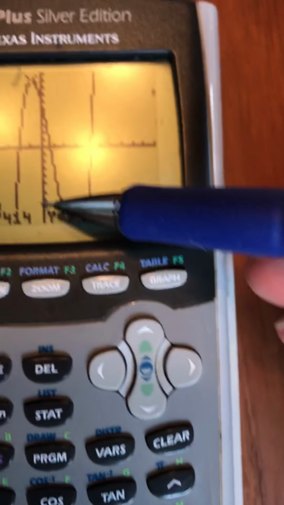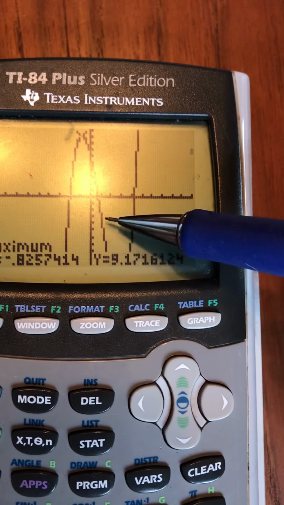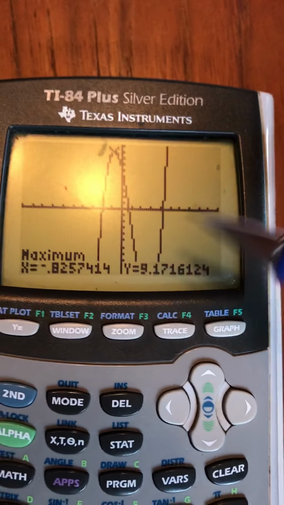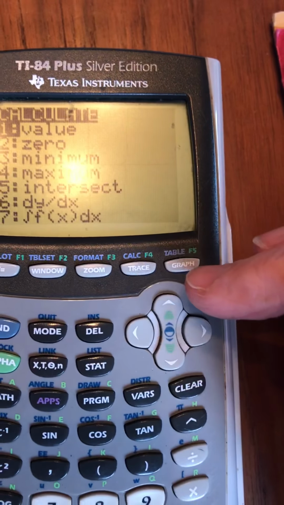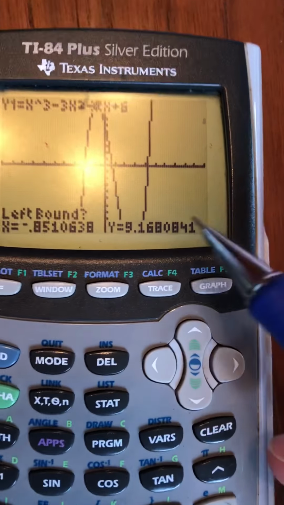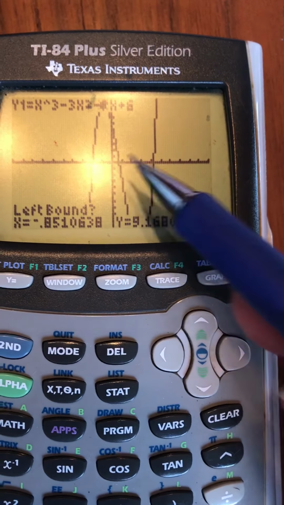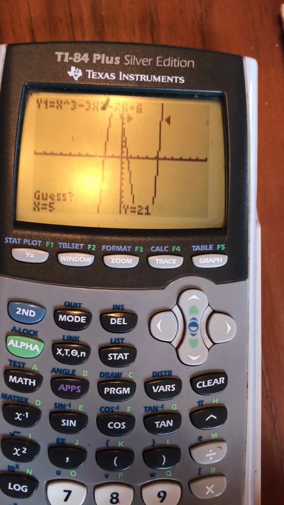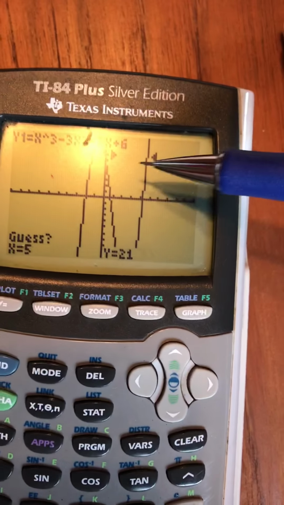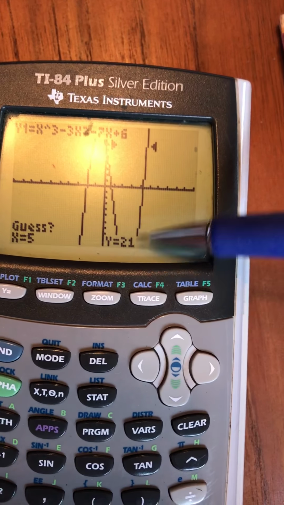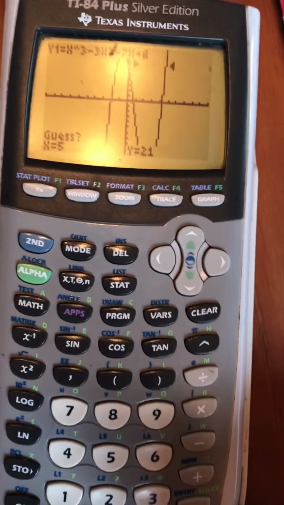All right, and then you can see that it goes off the screen. That's important to note, that we aren't seeing the whole picture, but we could find that minimum value the same way. Go second calc, minimum, option 3. And now to the left of that low point, let's just use x equal 1. To the right, let's use x equal 5. You can see the little arrows that it puts in, so you can double check that the minimum we're trying to find is between those arrows. Yes, it is. So then you hit enter for a guess.